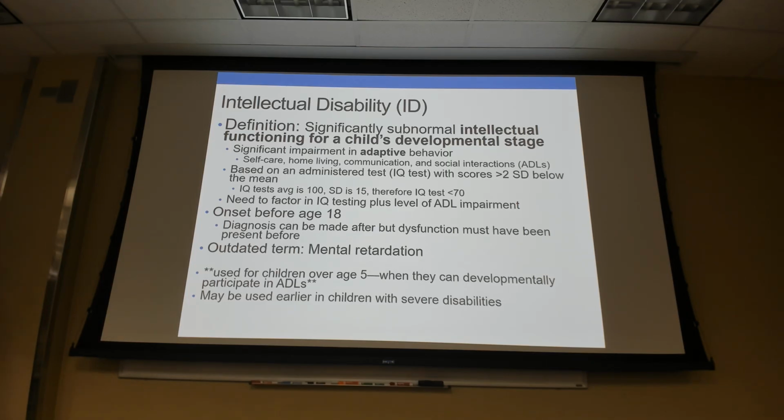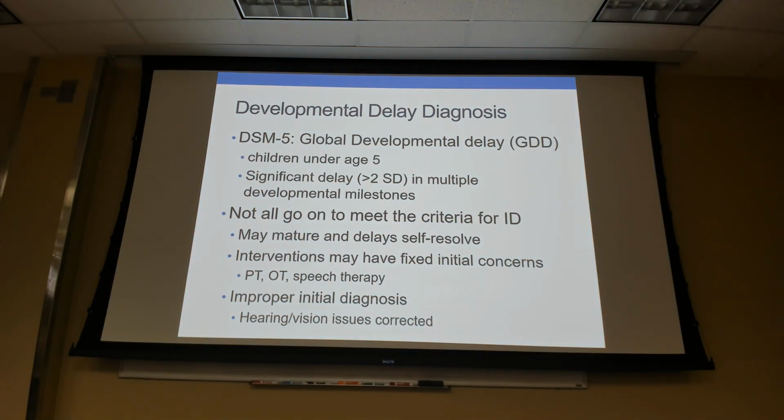So if you're looking at intelligence or an IQ, average is going to be 100. If one standard deviation is 15 points, below 2 standard deviations is going to put you below 70. So below an IQ of 70 is considered intellectually disabled. Onset is going to be before they are adults, so before the age of 18. Between 5 and 18 is sometime where you see that. If they're below 5, they don't meet that definition, and instead, it is called global developmental delay.